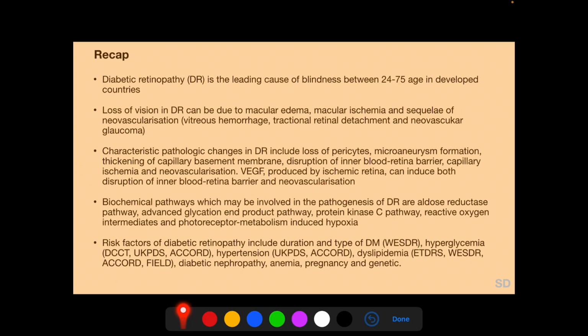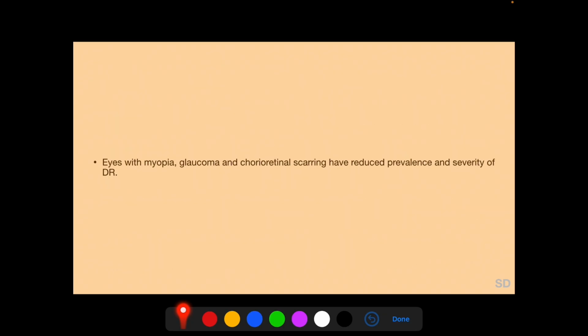Biochemical pathways which may be involved in the pathogenesis of diabetic retinopathy are aldose reductase pathway, advanced glycation end product pathway, protein kinase C pathway, reactive oxygen intermediates, and photoreceptor metabolism induced hypoxia. Risk factors of diabetic retinopathy include duration and type of diabetes mellitus, hyperglycemia, hypertension, dyslipidemia, diabetic nephropathy, anemia, pregnancy, and genetic factors. And these are the landmark clinical studies identifying these risk factors. Eyes with myopia, glaucoma, and chorioretinal scarring have reduced prevalence and severity of diabetic retinopathy.